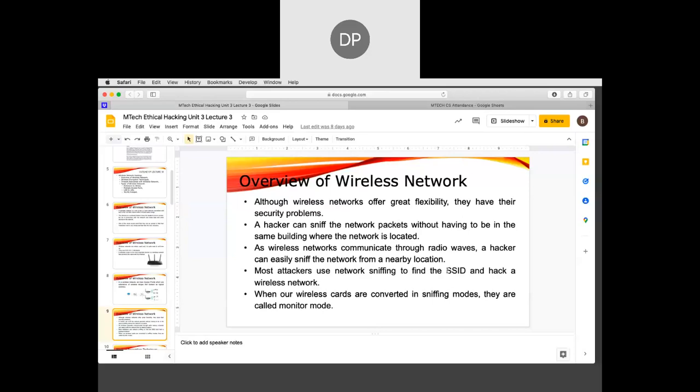SSID is an acronym for Service Set Identifier. It is the name of our wireless network. So here you are seeing three SSIDs, or three wireless networks.